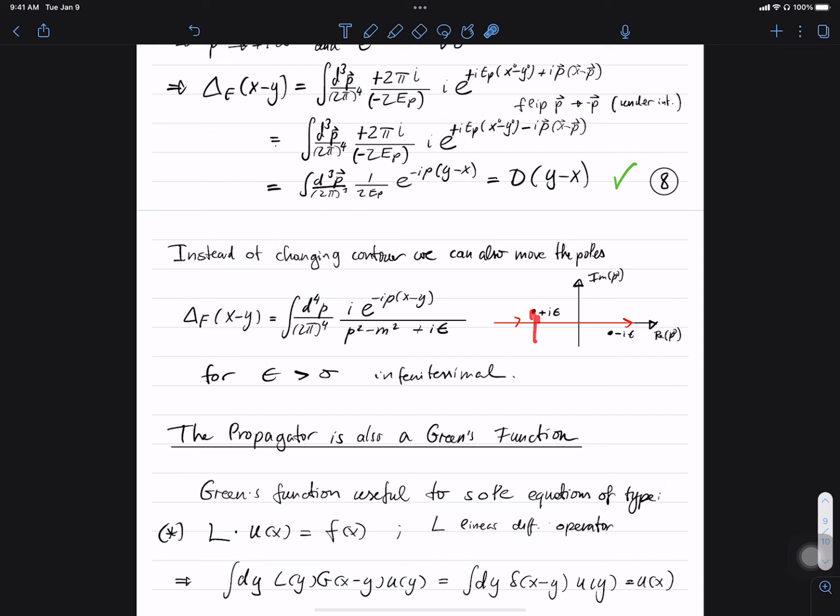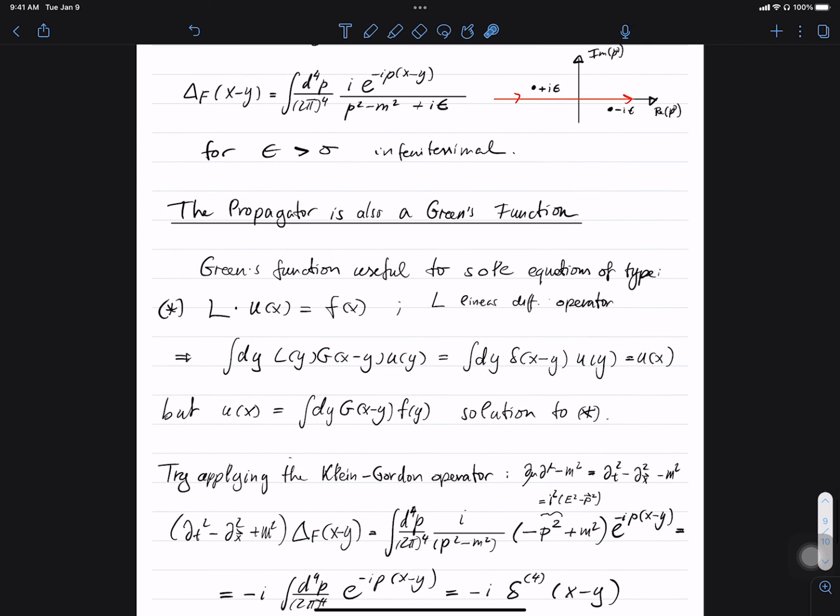It lifts this pole up in the upper half plane, and this lowers this pole in the lower half plane, so we don't really need to deform the contours and can just do a single integral, and it will be closed in the upper or lower half plane depending on the causality, or the order of x and y, the sign of x naught minus y naught. The convergent part will give us the propagator that has the proper time ordering. So this is a very useful expression.